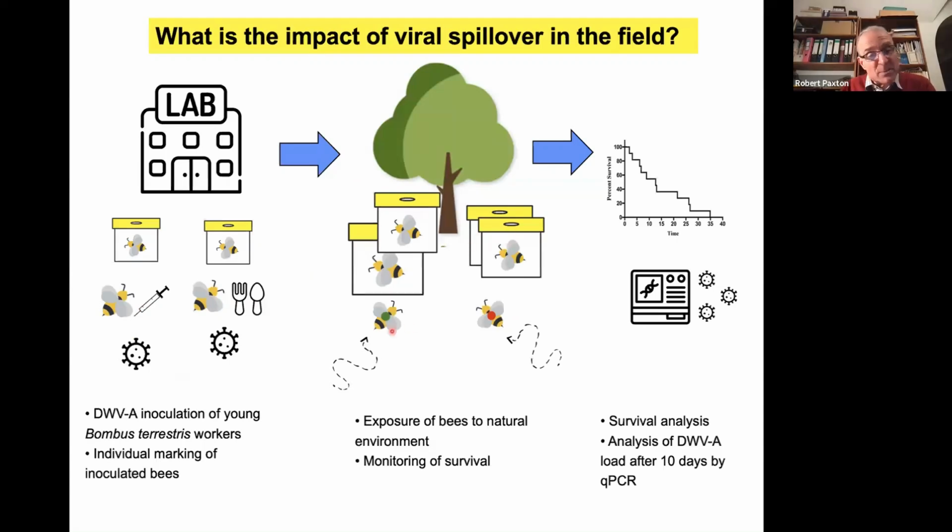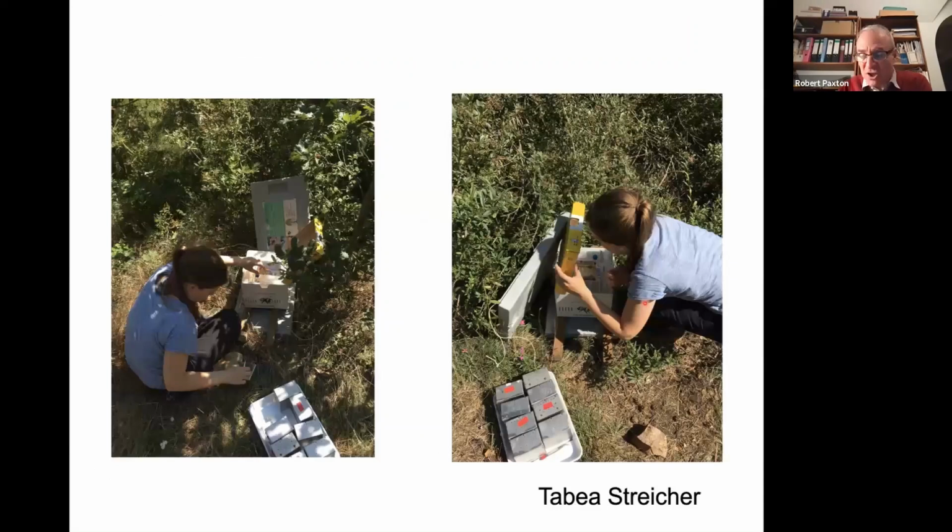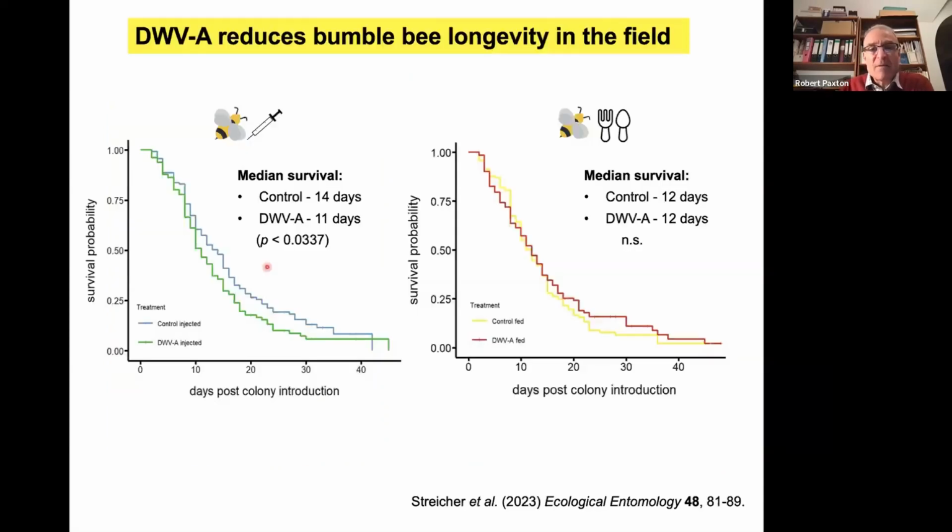And this is DWVA that we've been using here. We individually mark the bumblebees and we see how long they live, and we quantify how much virus is inside them. This is Tabea, again a PhD student who has undertaken these experiments. Here you can see her adding infected bumblebees to field colonies. And what you can see in the results is that for the bumblebees that have been fed with virus, there's no difference in their survival compared with control bees, even in the field.